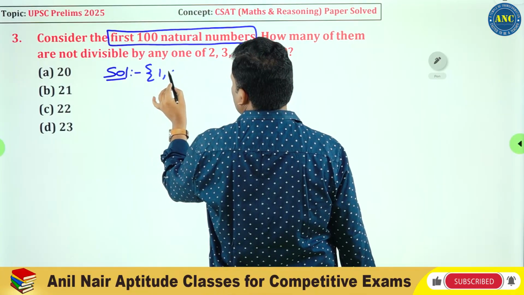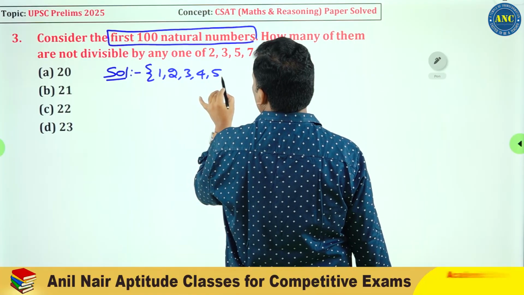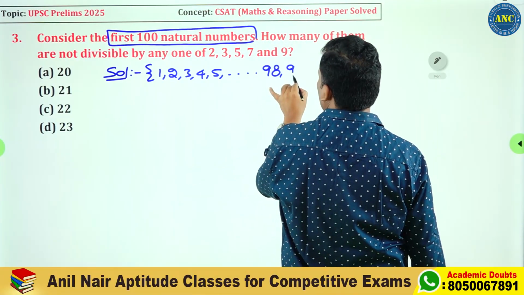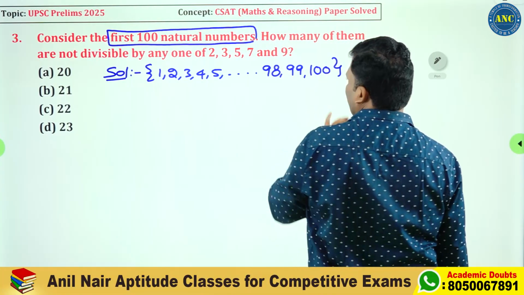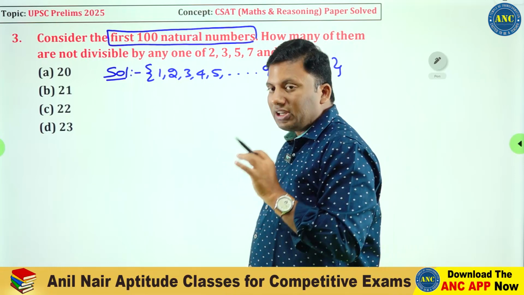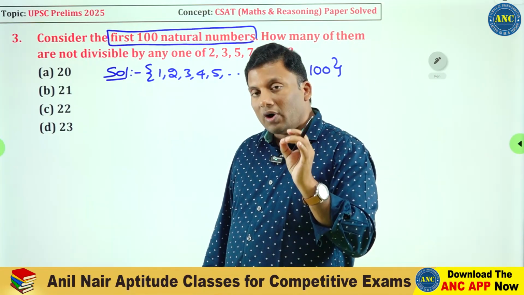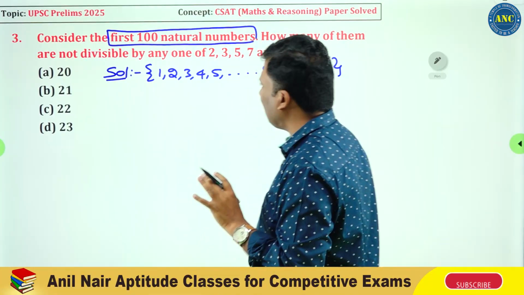Let me put it in a set: 1, 2, 3, 4, 5 and so on up to 98, 99, 100. The input set is the first 100 natural numbers.